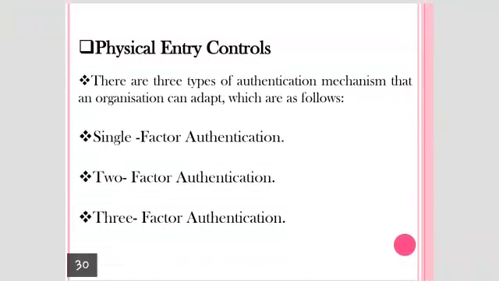Next, there are three types of authentication mechanism that an organization can adopt, which are as follows. First is single factor authentication, an authentication mechanism in which a person is authenticated only on the basis of a password. He has a user ID, employee ID. He has to put his or her biometric credential at the security cabin, and then he or she is allowed to enter the organization premises.